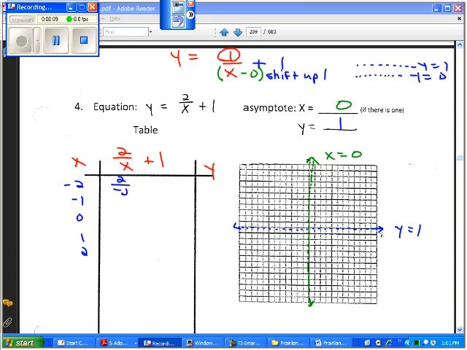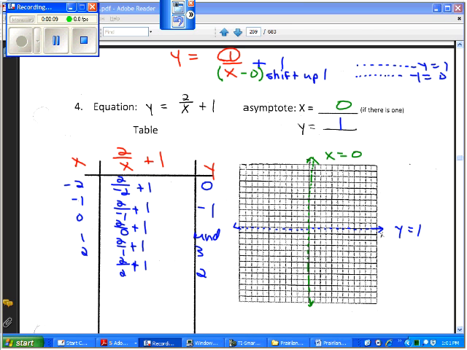So we're going to have 2 divided by negative 2 plus 1, 2 divided by negative 1 plus 1, 2 divided by 0 plus 1, 2 divided by 1 plus 1, and 2 divided by 2 plus 1. Now on the first one, negative 2 plus 1 is negative 1, and then negative 1 plus 1 is 0. Division by 0 is mathematically undefined, and so there we must have hit an asymptote. Then we get 0 plus 1 is 1, 1 plus 1 is 2, and 2 plus 1 is 3.